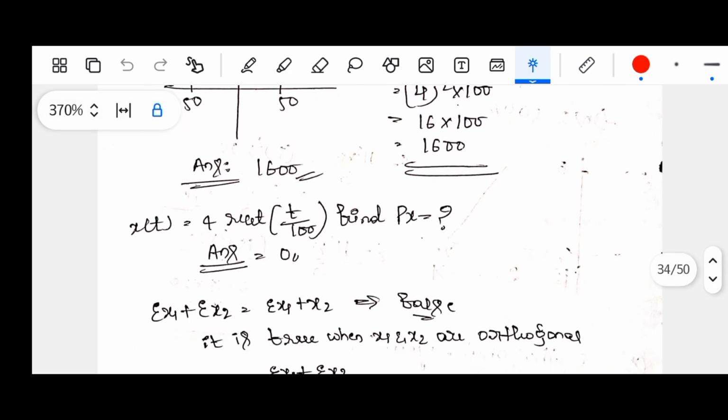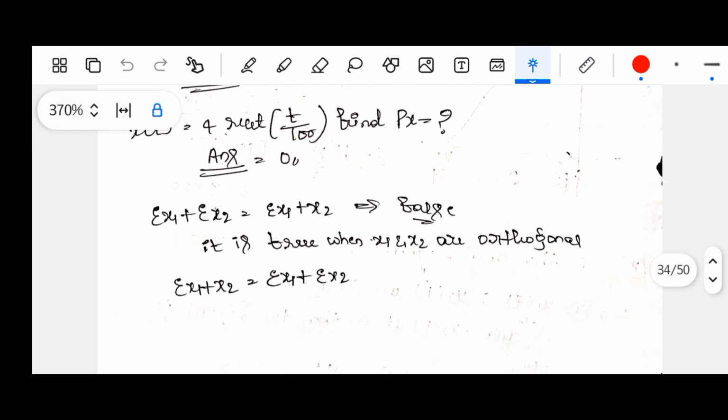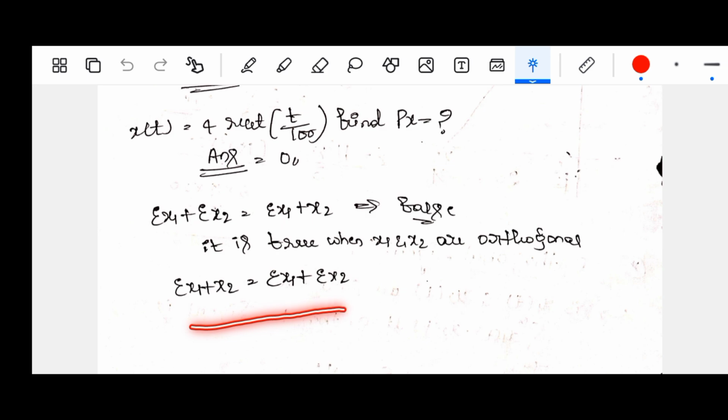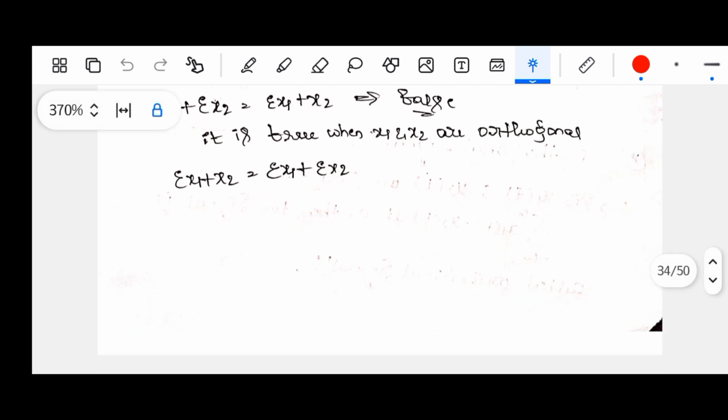Next one, x of t is equal to 4 into rectangle of t by 100. Find the Px. So the value will be 0. Because E of x1 plus x2 is equal to E of x1 plus E of x2 is false in general. It is true when x1 and x2 are orthogonal. E of x1 plus x2 is equal to E of x1 plus E of x2.